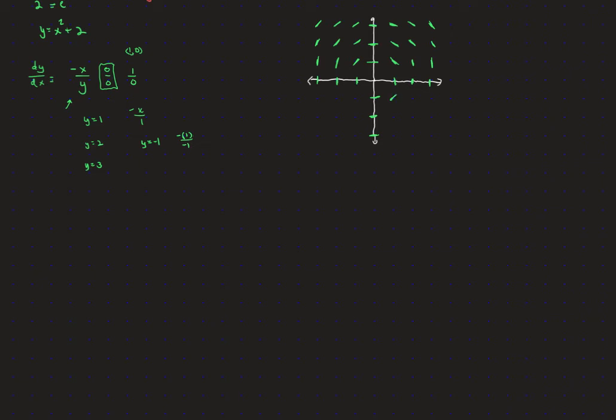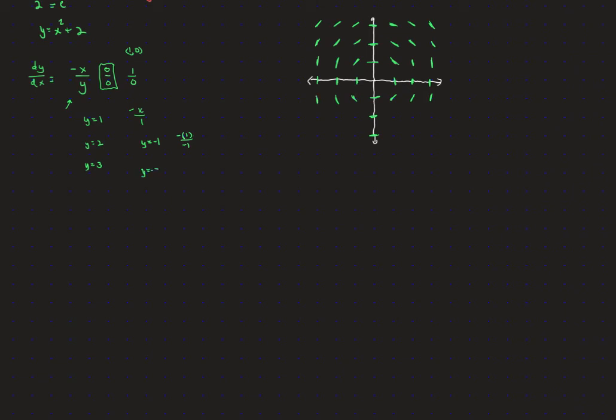That fits more with what's looking like it's going to evolve into circles, I think. When x is 2, we're going to get negative 2 over negative 1, which is positive 2. That's steeper still. When x is 3, we get negative 3 over negative 1, which is positive 3. When x is negative 1, we get negative 1. When x is negative 2, we get negative 2. And when x is negative 3, we get negative 3.